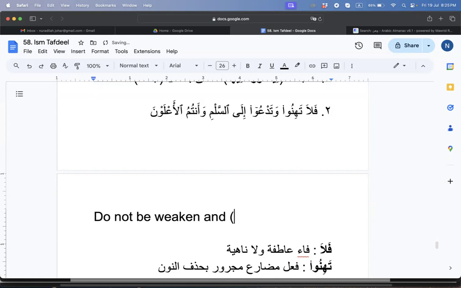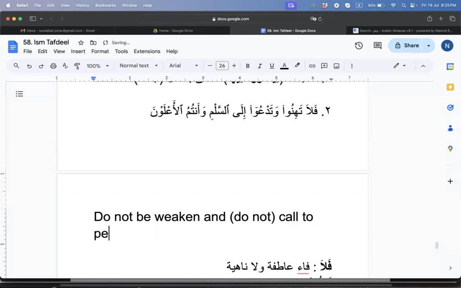And this is maktuf, so also do not tada'u, do not invoke, or call. Call to what? Towards peace. And then wa antum, so it will be halia, yes? While you translate it as, while. Yes, correct.